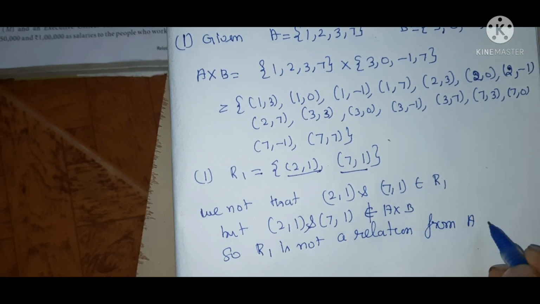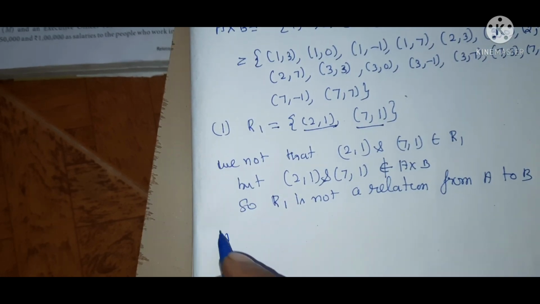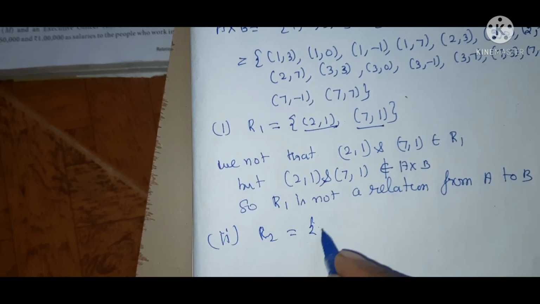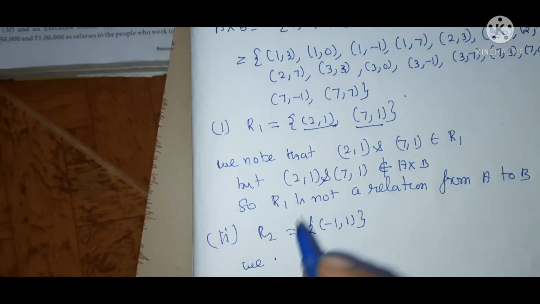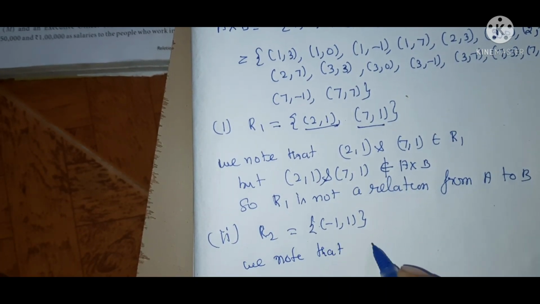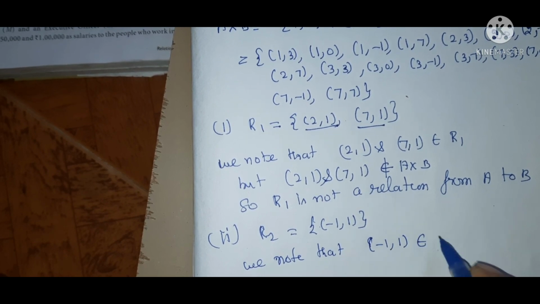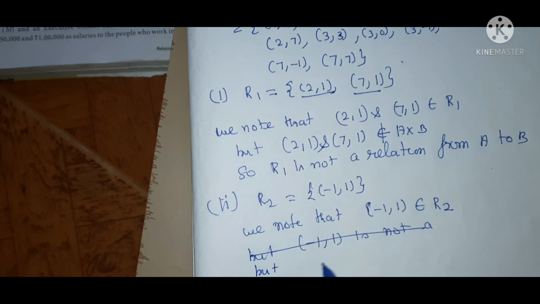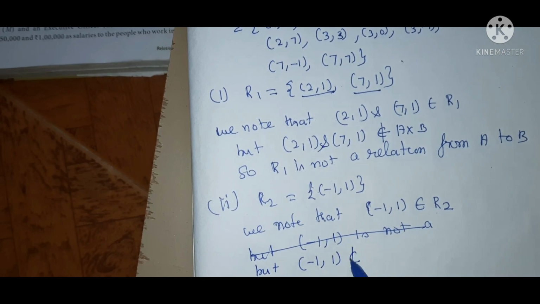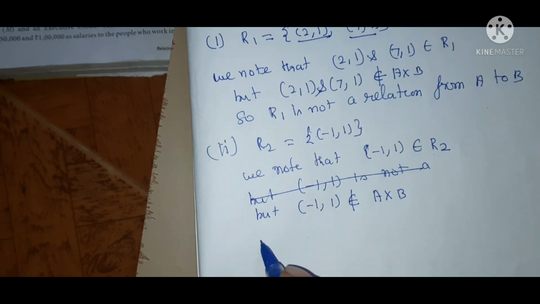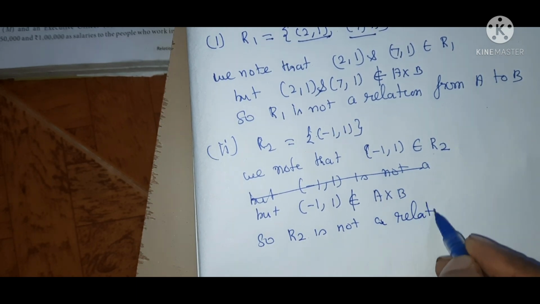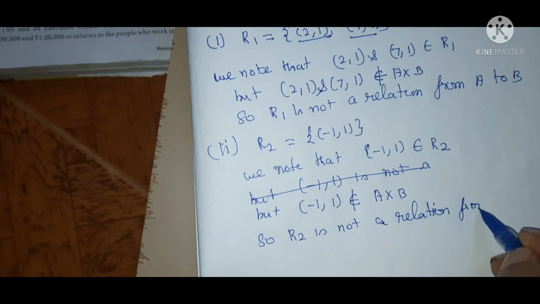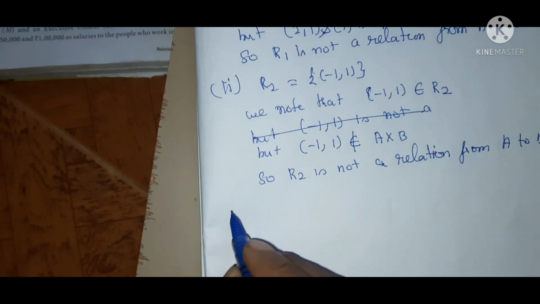Second one, R2 contains (-1, 1). We note that (-1, 1) belongs to R2, but (-1, 1) does not belong to A cross B. So R2 is not a relation from A to B.